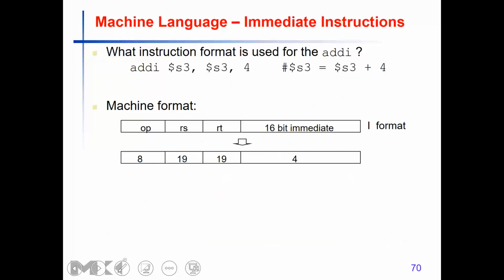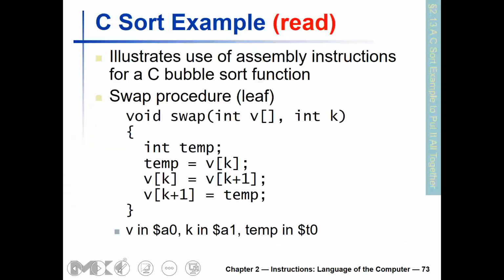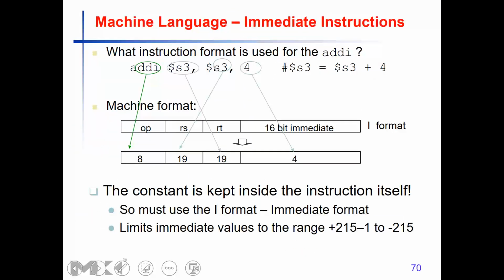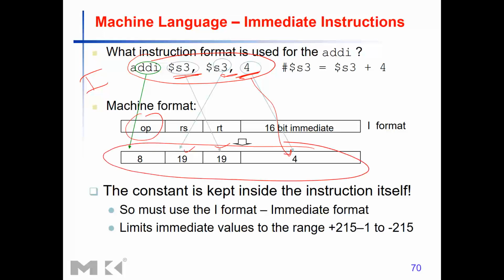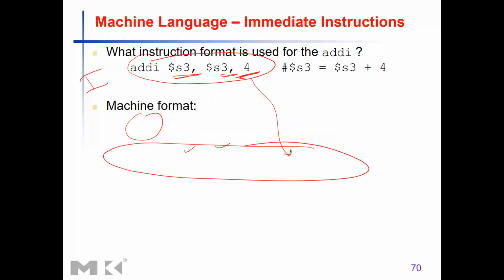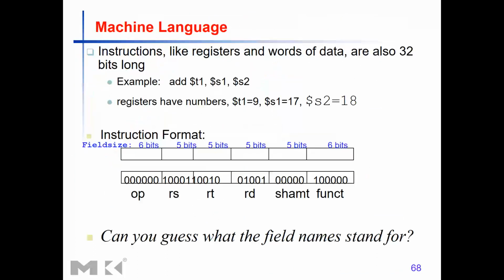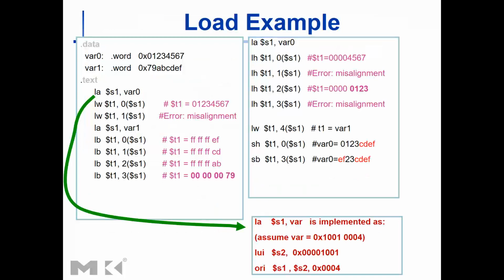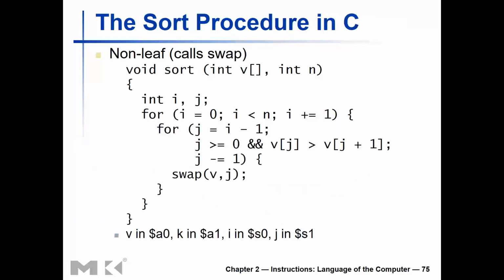Another example here, as we have seen before, is add immediate. Again, this is the I format, opcode, RS and RT. Both are the same, so that's why you see 19. And this is the immediate number, which is 4 right here. Another is the add, where we have taken an example before. There are more examples here. You can look them up yourself.